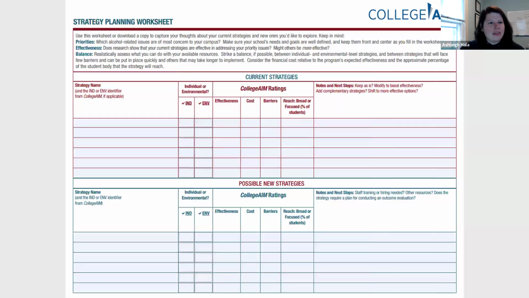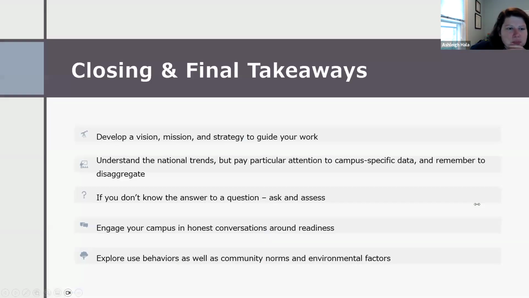The College AIM has this strategy planning worksheet, which I provided here in my slides, but you can easily download online for yourself. And you can get a sense of what you're doing, how to balance your priorities with effectiveness. And then you can also see through College AIM what strategies they promote and why they promote them. So they say that X strategy works because of maybe controlled studies or things like that. And so it'll help you plan. So if you've never seen this before, it's a really, really great place to start.